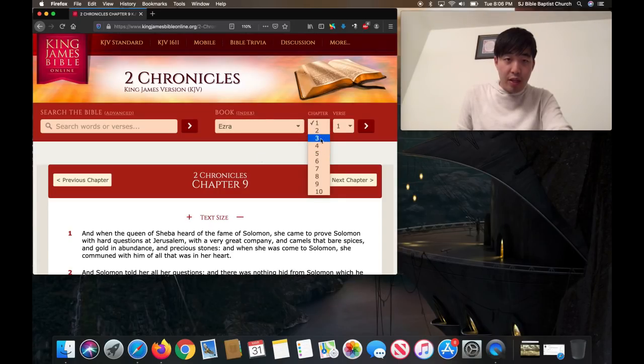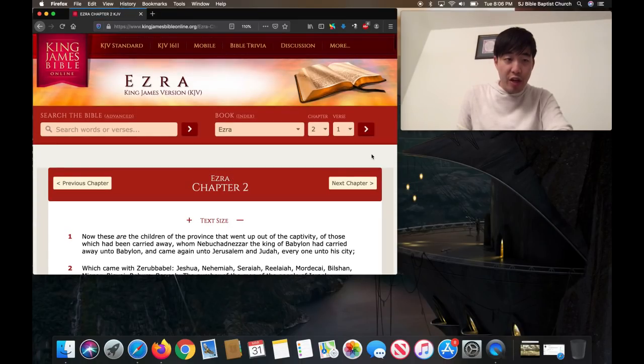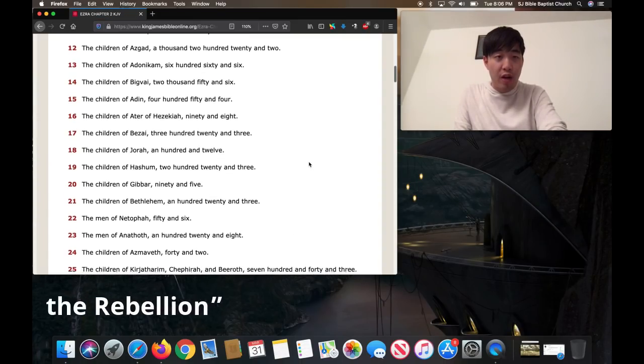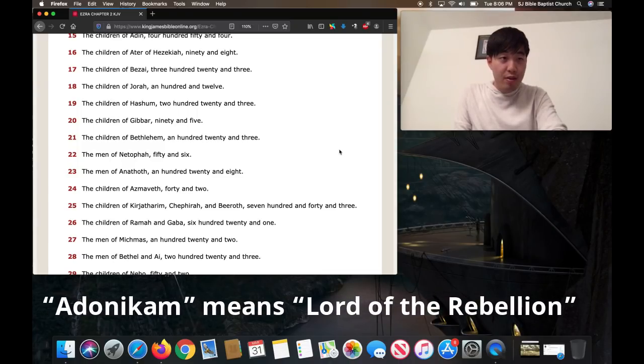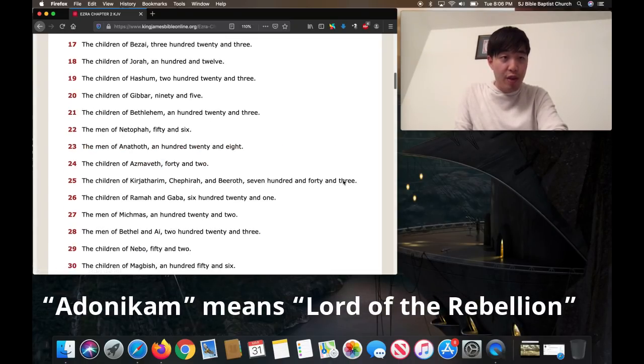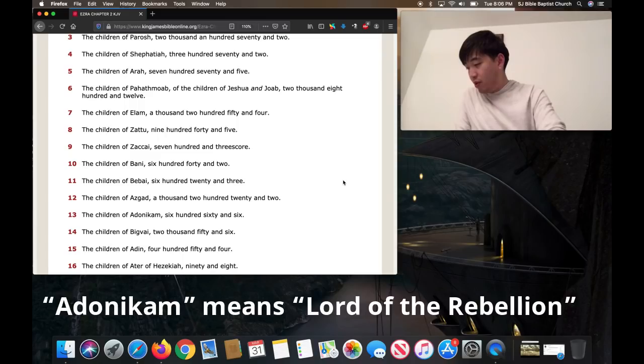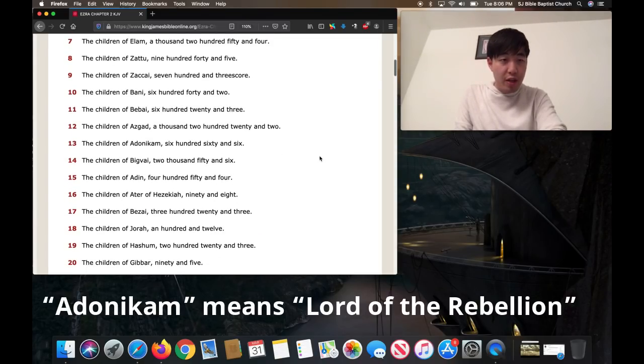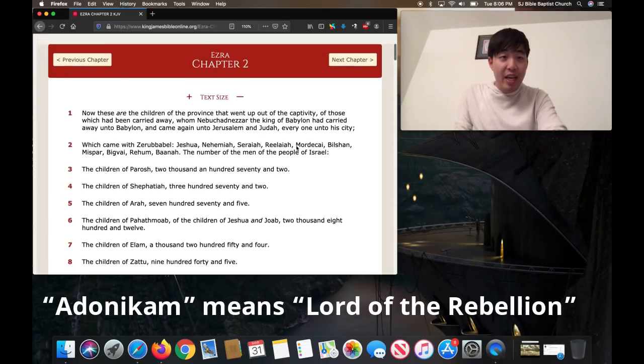Now notice the next time that 666 is mentioned in your King James Bible, connected with the Lord of Rebellion. So that's almost satanic over there. All right, we're going to look at the book of Ezra, chapter 2 and verse 13. The children of Adonikam, 666 and 6.